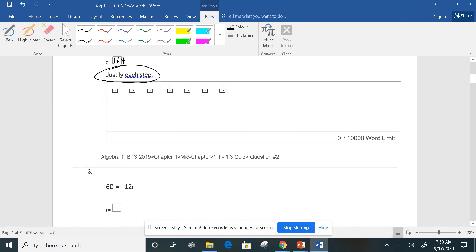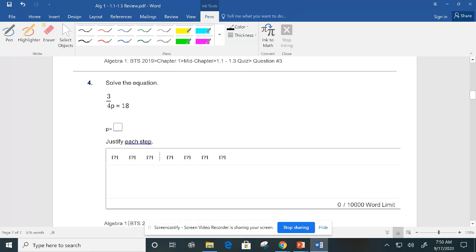Same thing here in number 3, okay? In order to get that r by itself, because we're dealing with multiplication, the inverse operation, we have to divide both sides. We're going to get an r value equal to negative 5. And again, in justifying your steps, just explain that you're using the inverse operation.